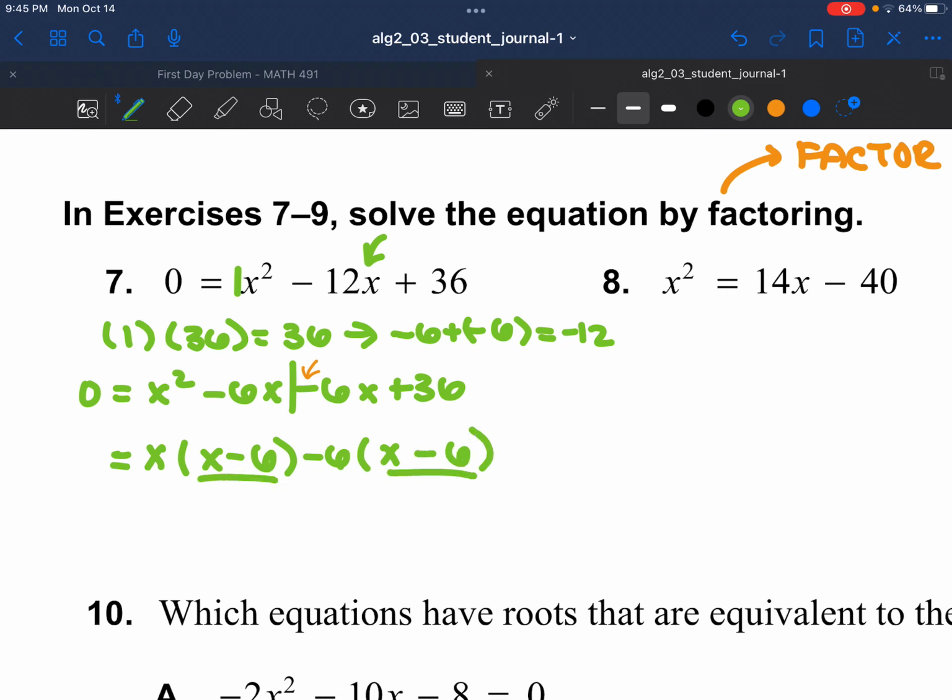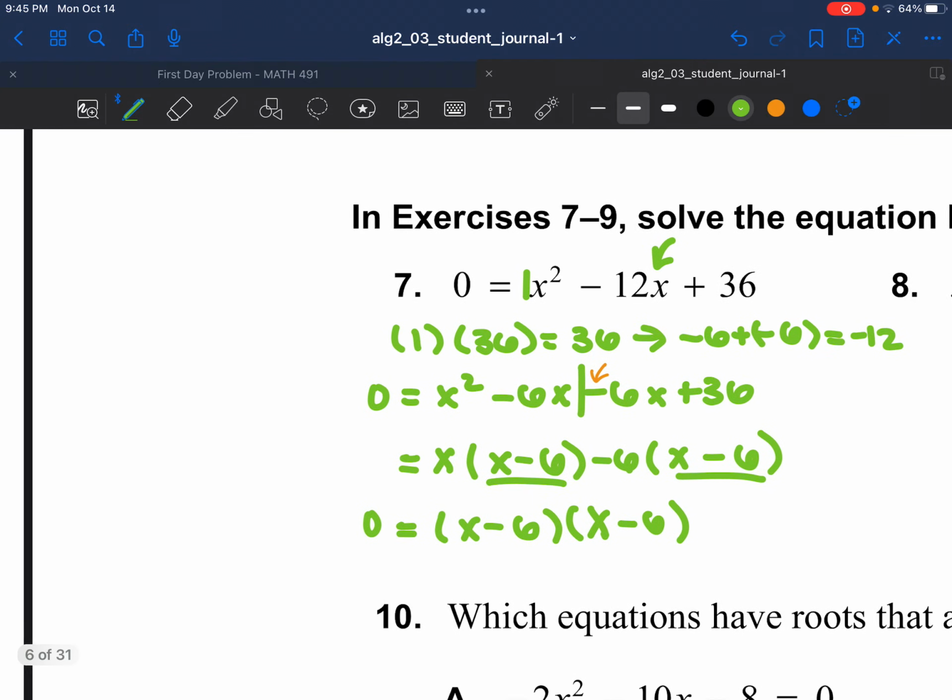Since these two terms are the same, we can go ahead and finish grouping. So we're going to have an x minus 6 for the two terms that are the same, and then I'm going to take this x right here and put it right here. So x, and then I'm going to take this term here and put it right here.